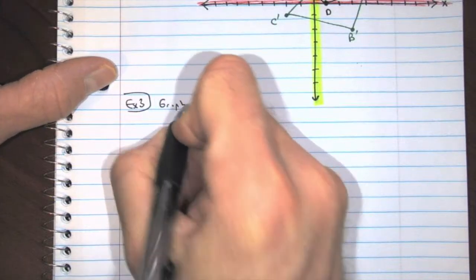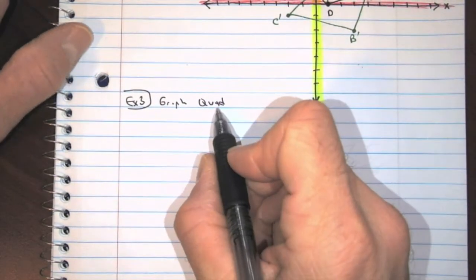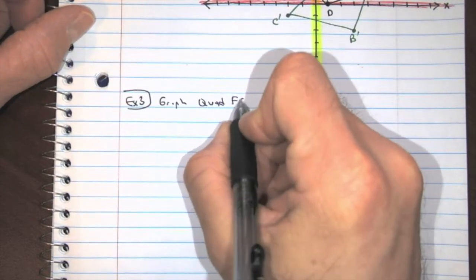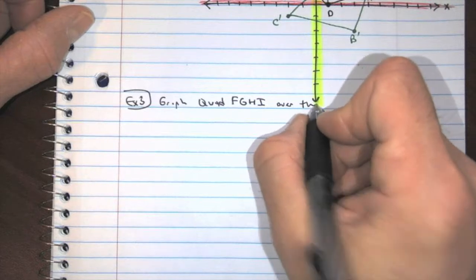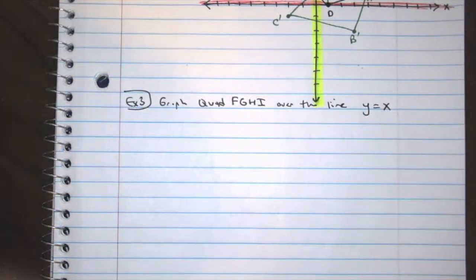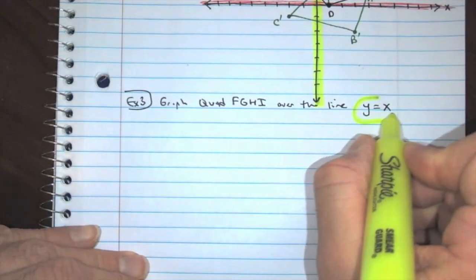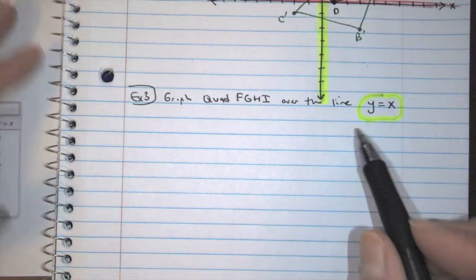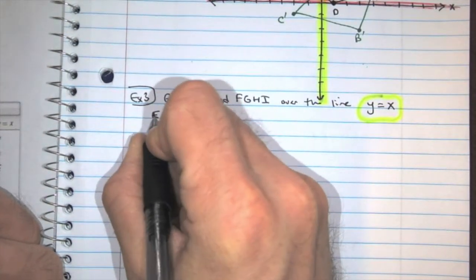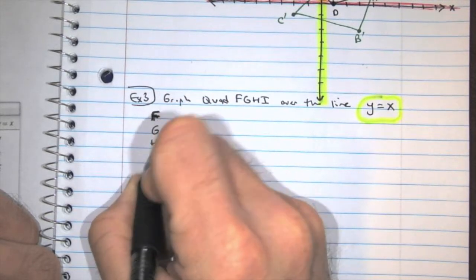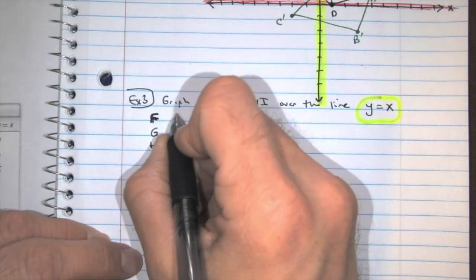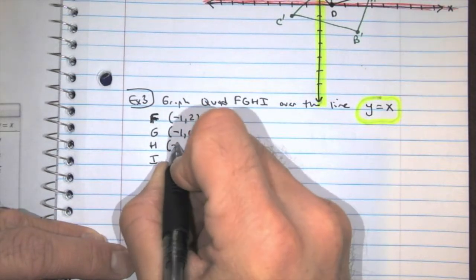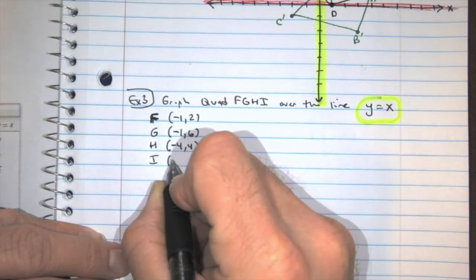Let's graph quadrilateral. Now I keep using quadrilaterals. Sometimes they're triangles in the book. So I'm just going to keep using quadrilaterals. F, G, H, I over the line y equals x. Here's your curveball, folks. Now your Algebra 1 teacher should have taught you that last year. If not, I'm going to try to remind you what that is. All right, here we go. F, G, H, I. F is the point negative 1, 2. G is negative 1, 6. H is negative 4, 4. And I is negative 5, 0.